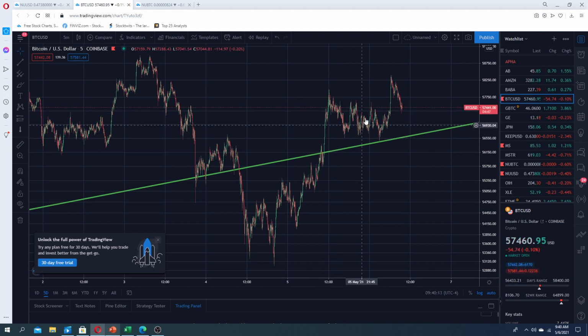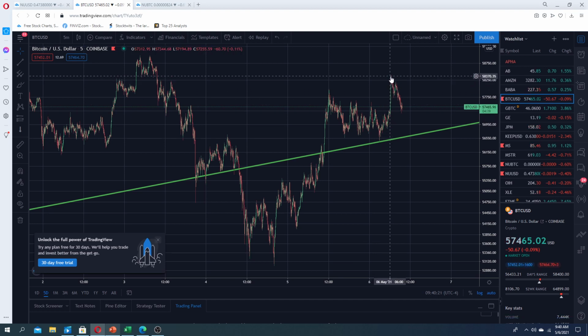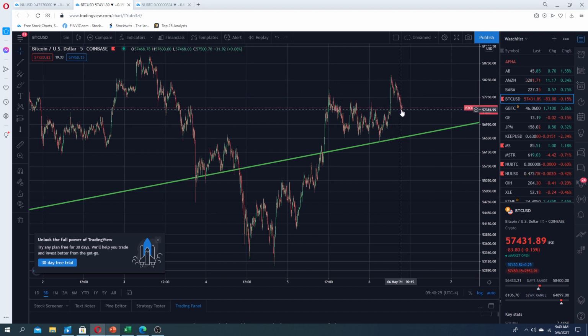Anyway, so overnight price action, we were in the 57 area for the majority of the day. And then last night, at 6 in the morning, we broke way up to 58 and change, and now we're settling down to 57,381. Hard to say where we're going to go with this, but just please keep your eye on it.